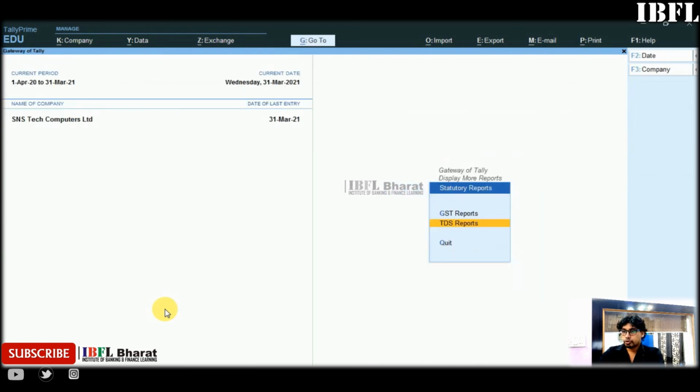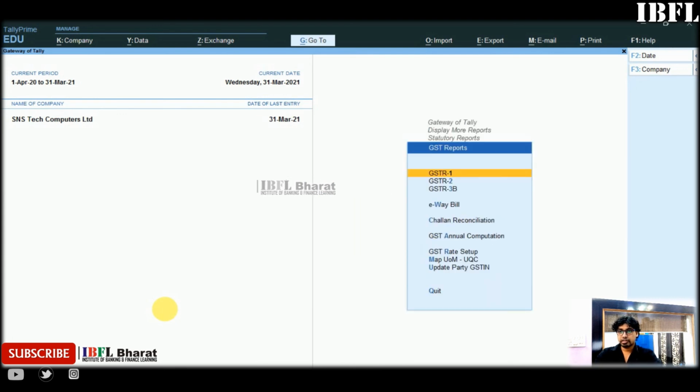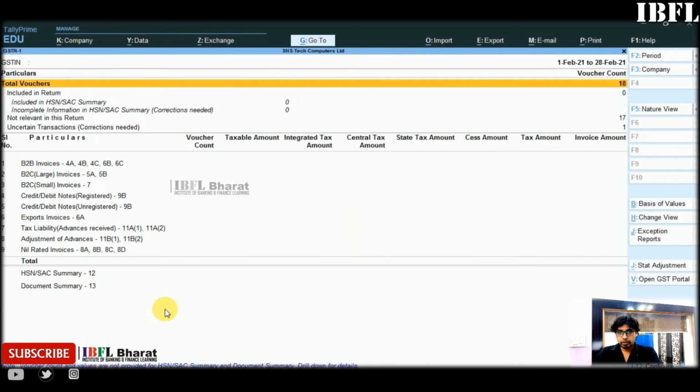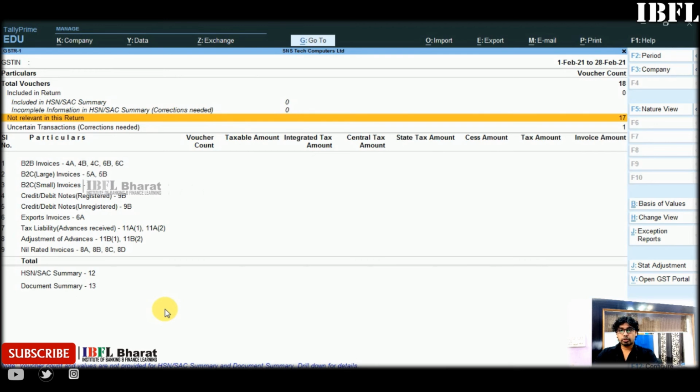And after this we will show you the GST report, in which GSTR1 is showing not relevant in this return. This is because we had not furnished the e-bill details, and we had not furnished the GST numbers also. So that's why these details will be empty here.